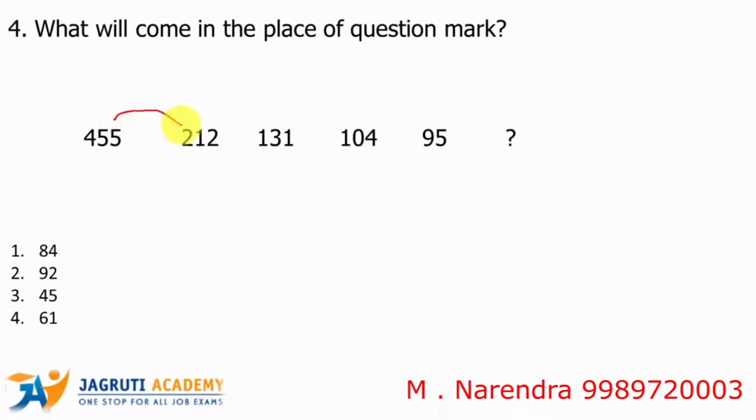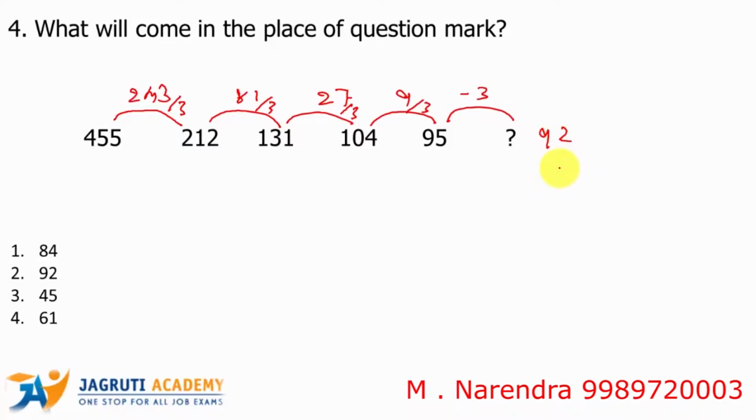Let's take the difference from here to here. Now I observe that the difference is 243 from this to this, and the difference from here to here is 81, and the difference from here to here is 27. Similarly, the difference from here to here is 9. Now when I observe these differences, 243 divided by 3, I get 81, 81 divided by 3, I get 27, 27 divided by 3, I get 9. So the next difference should be 9 divided by 3, it should be 3. So take 95 minus 3, it should be 92. Do we have option 92? Yes, option choice 2. Okay, let's move on to the last question.